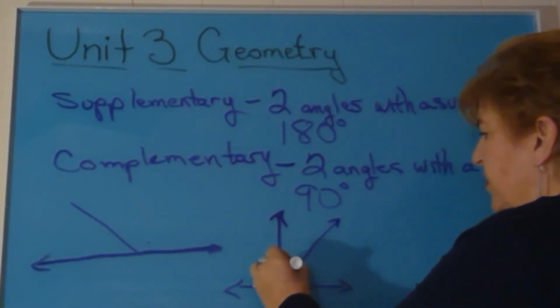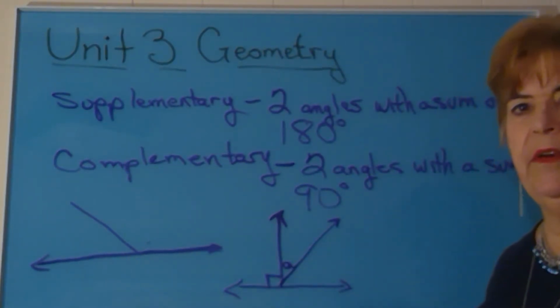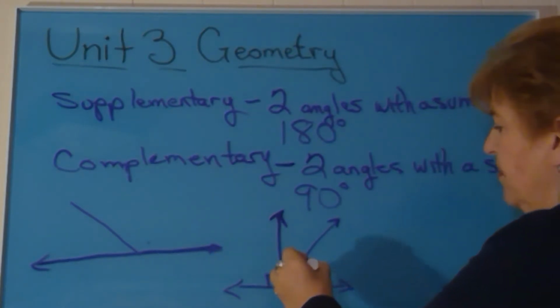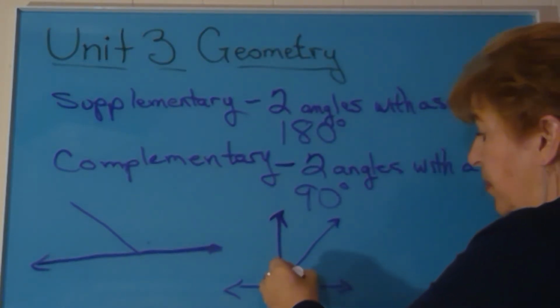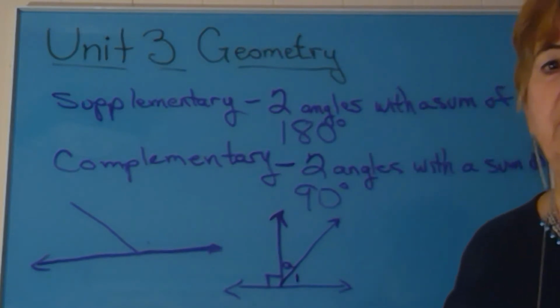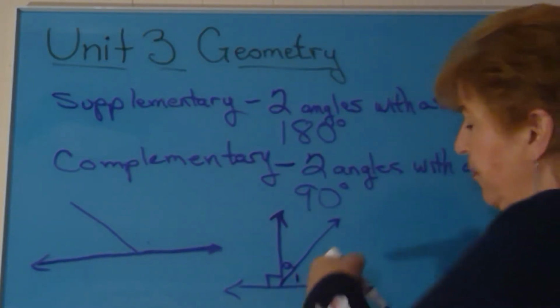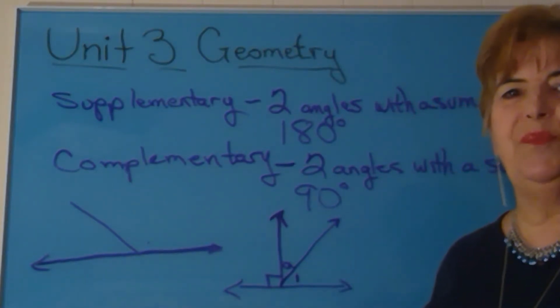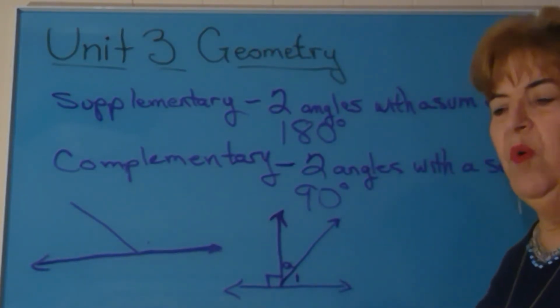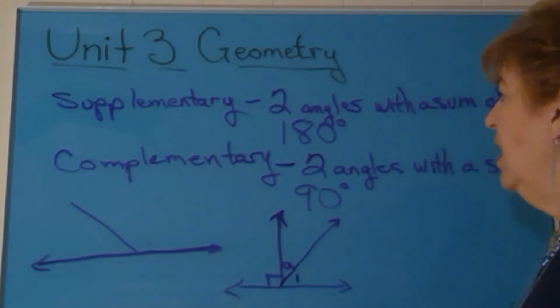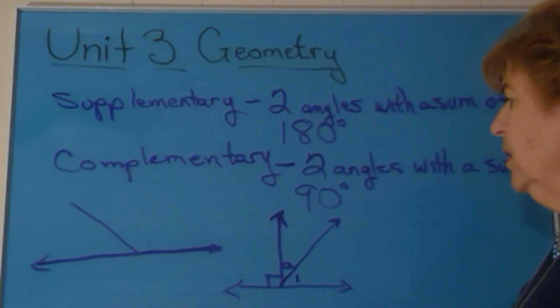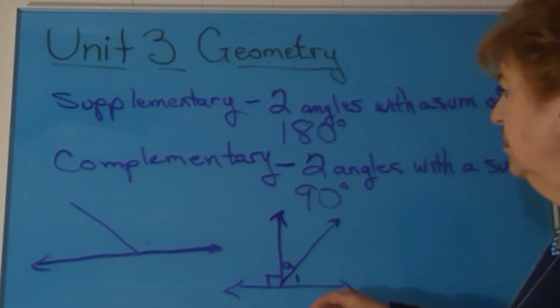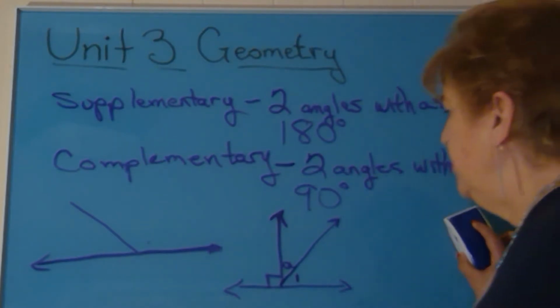Sometimes we will label the angles with a lowercase letter. Sometimes we will label them with a number. Just be careful. If we label them with a number, that doesn't mean that's 1 degree. That means that's one, or angle number 1. So those are the first two terms that you need to know.